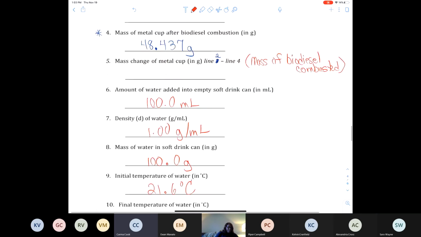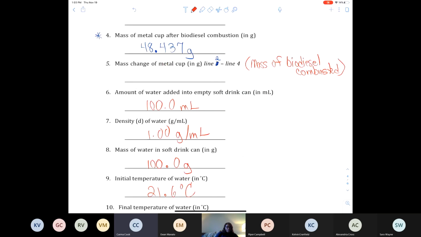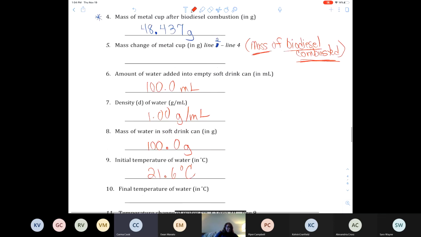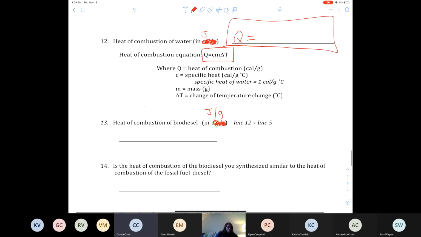And then line 5, that's your mass change in your metal cup, which is equivalent to the mass of the biodiesel that got combusted. So you're going to take your Q value and divide it by the mass in line 5, and that'll give you your delta H.